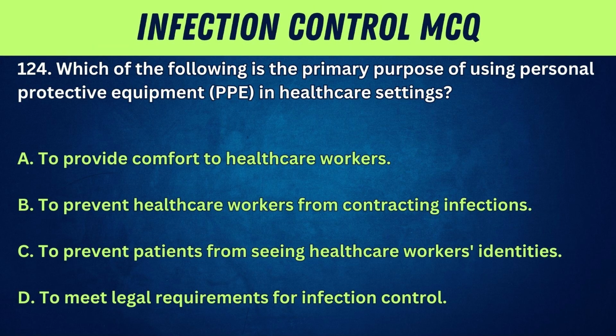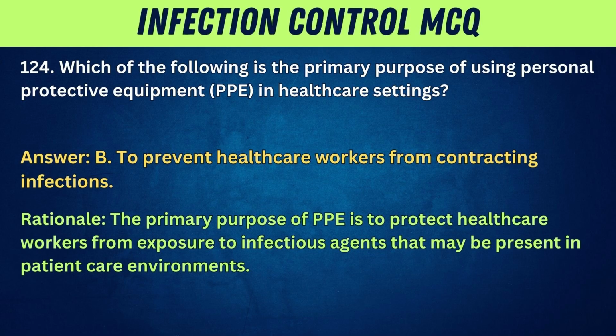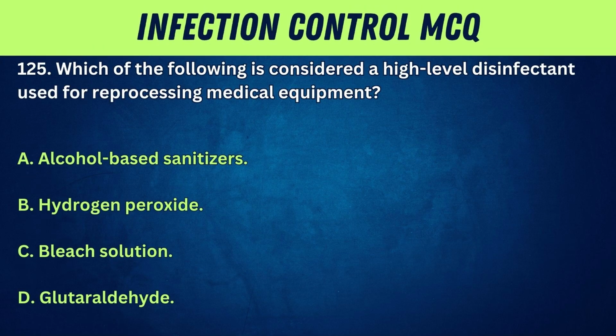124. Which of the following is the primary purpose of using personal protective equipment, PPE, in healthcare settings? A. To provide comfort to healthcare workers. B. To prevent healthcare workers from contracting infections. C. To prevent patients from seeing healthcare workers' identities. D. To meet legal requirements for infection control. Answer: B. To prevent healthcare workers from contracting infections. Rationale: the primary purpose of PPE is to protect healthcare workers from exposure to infectious agents that may be present in patient care environments.